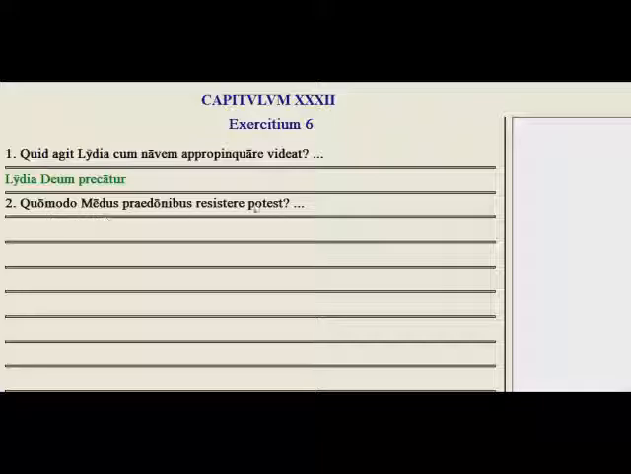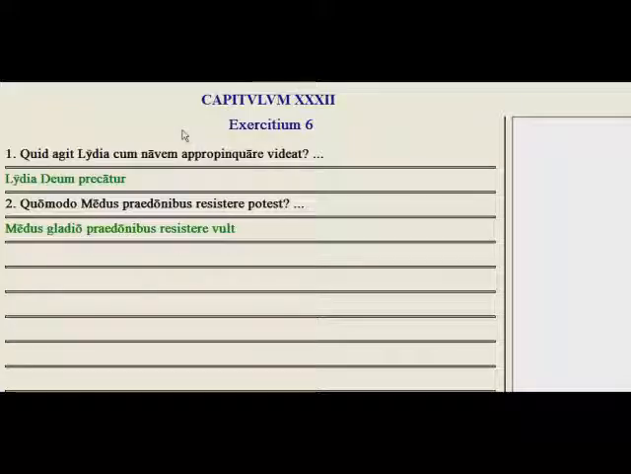Quo modo Medus praedonibus resistere potest? How is Medus able to fight against the pirates? Medus praedonibus resistere potest quia gladium sub veste occultavit, because he hid a sword under his clothes. Medus gladio praedonibus resistere vult. Medus wants to resist or fight against the pirates with his sword.